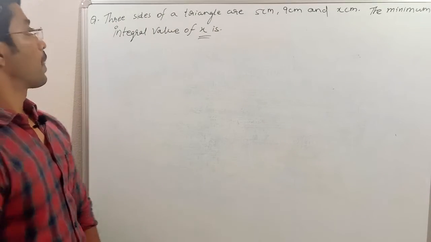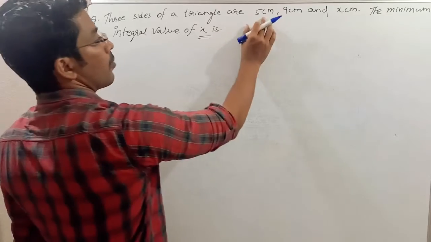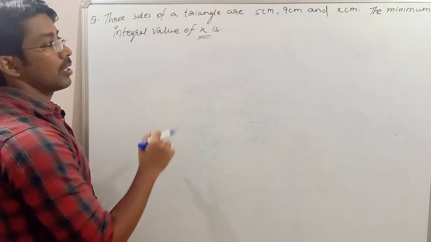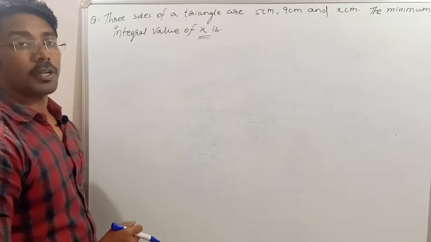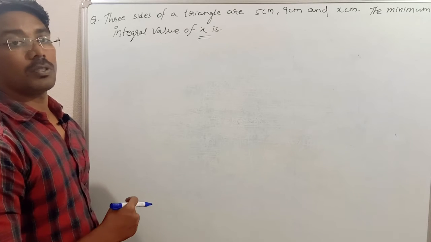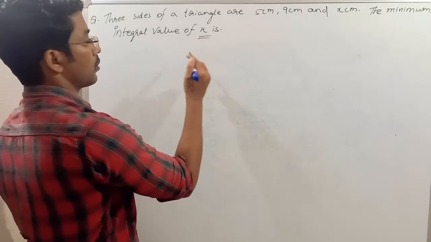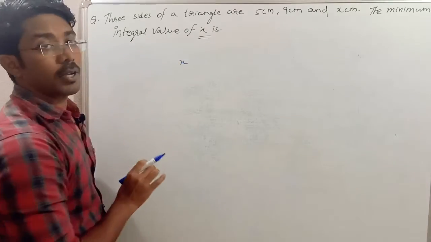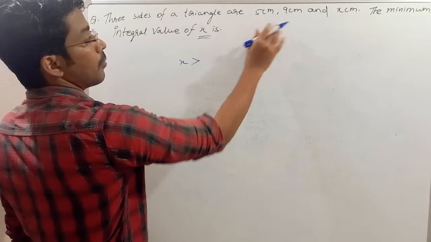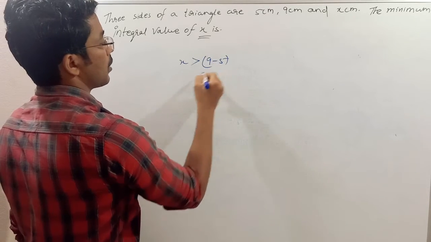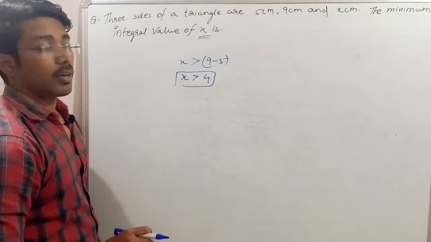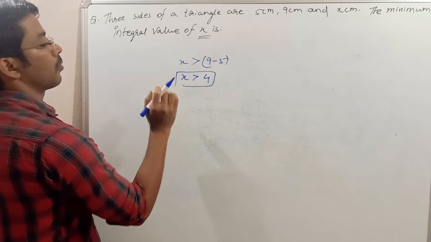Going to the next problem. Three sides of a triangle are 5, 9 and x. We need to find the value of x. We know that in a triangle, the sum of any 2 sides is greater than the third side and the difference of any 2 sides is less than the third side. So for the minimum integral value, x should be greater than the difference of the other 2 sides. The difference is 9 minus 5, so x is greater than 4. So what is the minimum integral value? Just above 4 is 5.